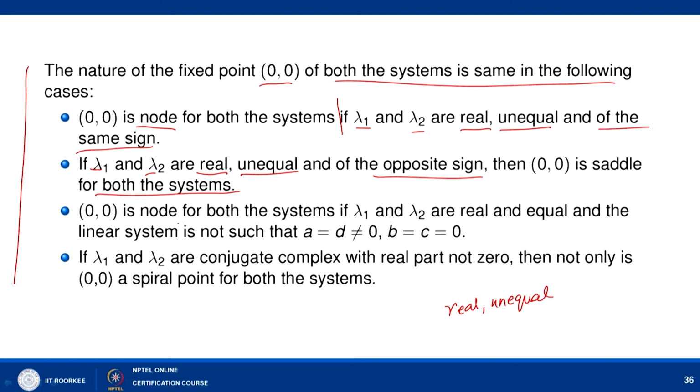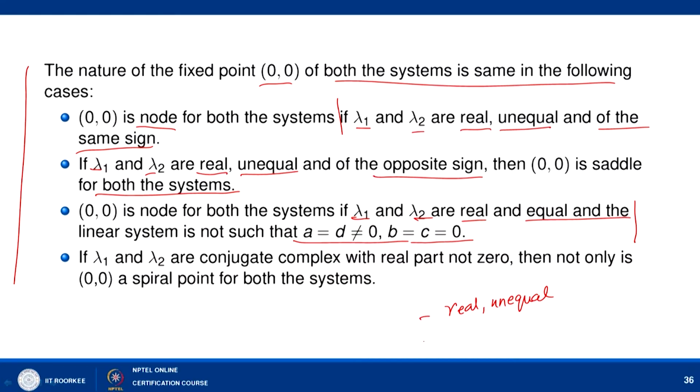Now, (0, 0) is a node for both the systems if lambda 1 and lambda 2 are real and equal, and the linear system is not such that a equal to d is not equal to 0 and b equal to c equal to 0. And if you look at it, this is the case corresponding to a star shaped node. So, it means that if (0, 0) is a node, but not a star shaped node for the linear system, then also the behavior of linear and nonlinear system is the same.